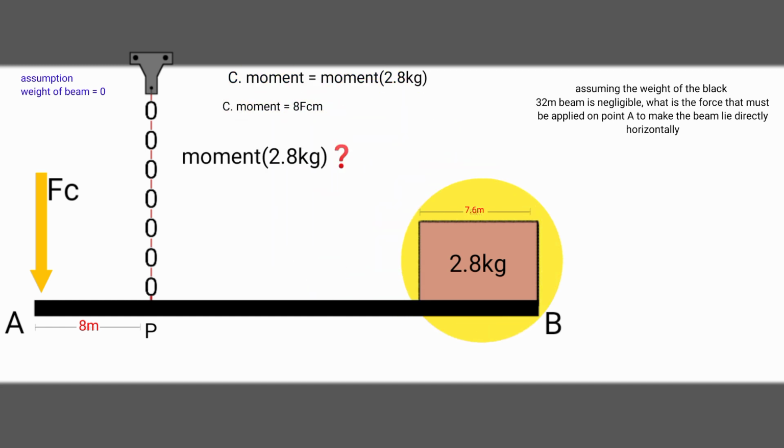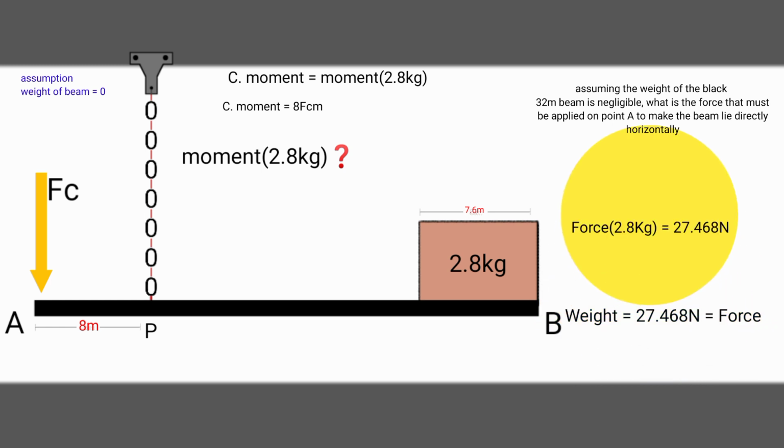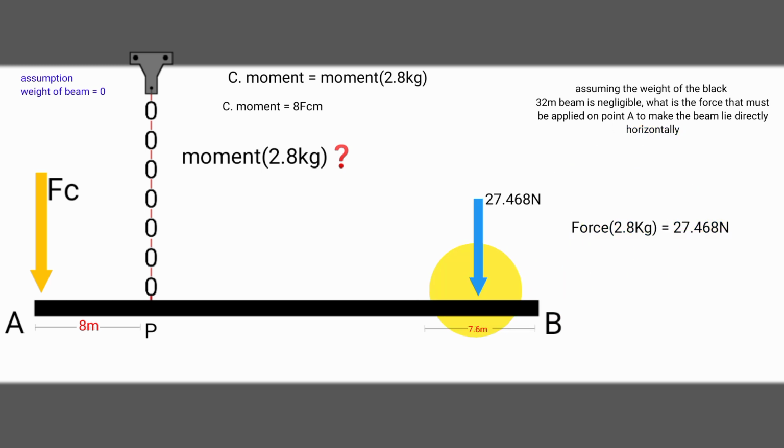Now what is the moment caused by this 2.8 kg? 2.8 kg is the mass of the stuff. The force caused by this 2.8 kg mass is a weight of 2.8 kg times 9.81 meters per second squared, which is 27.468 kilogram meters per second squared. Kilogram meters per second squared is equivalent to 1 Newton. So force caused by 2.8 kg is 27.468 Newton. We are not given where exactly this force is acting. We just assume it's a uniformly distributed load, that is, the force is acting here at the center.